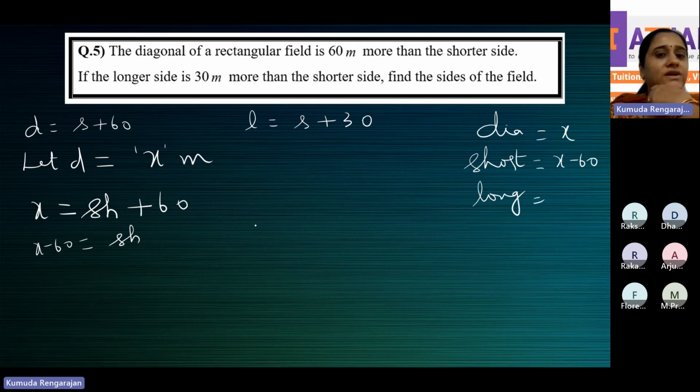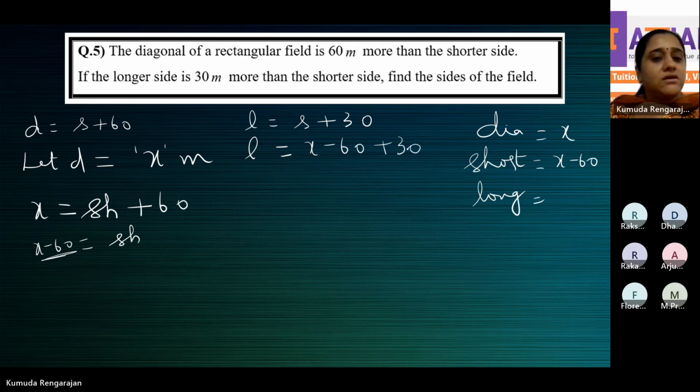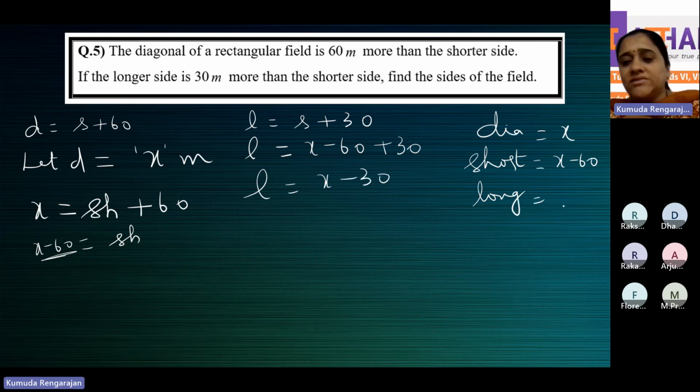Now we should find the longer side. So come to this equation. The longer side is equal to the shorter side, which is X minus 60, plus 30. So longer side is equal to X minus 30. So like this, you should get expressions in X for all the three. You can call anybody as X. You should substitute in the correct places and find the others in terms of X.